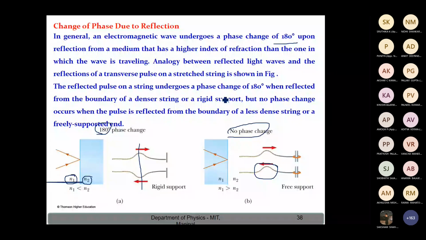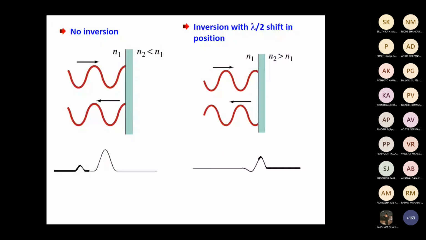We'll take a few cases, so it will be clear to you in the next few slides. This is just an example to show a simple animation, where an inversion is taking place and where no inversion is taking place. Here we have taken a thick thread and a thin thread joined together. When you set up a pulse at this interface, you can see the reflected pulse. If you observe carefully, it is not inverted.